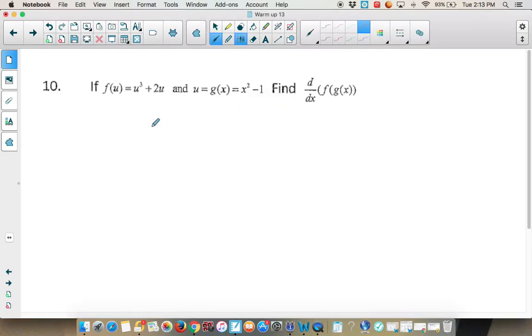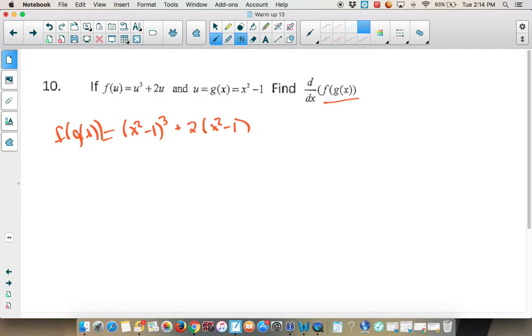Okay, now when we look at this example, we recognize that we have an f function in terms of u, and then it defines u, and then it's asking me to take the derivative. We should recognize that this is the composition of functions. So really what this is, f of g of x, is going to be x squared minus 1 cubed plus 2 times x squared minus 1.